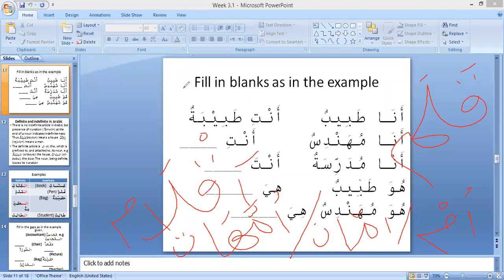Ummahat. Mothers. The reason it's called broken plural is that if you look at the singular, the structure is interfered with. For example, this is qalam, qaf, lam, mim. If you look here, there's an additional alif here and an additional alif here. There's an additional ha here. So the structure is interfered with, and there are 6 ways that structure can be interfered with.